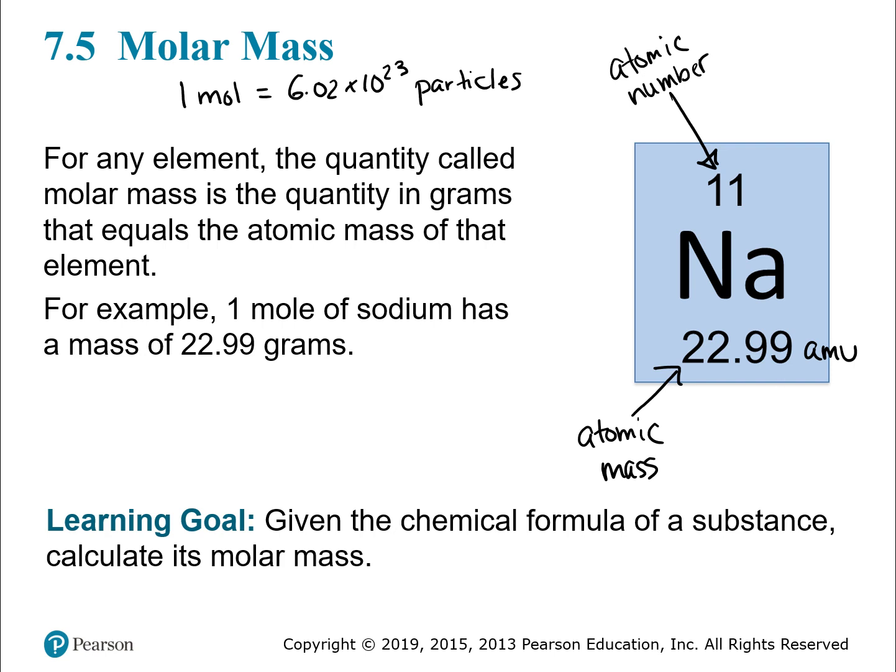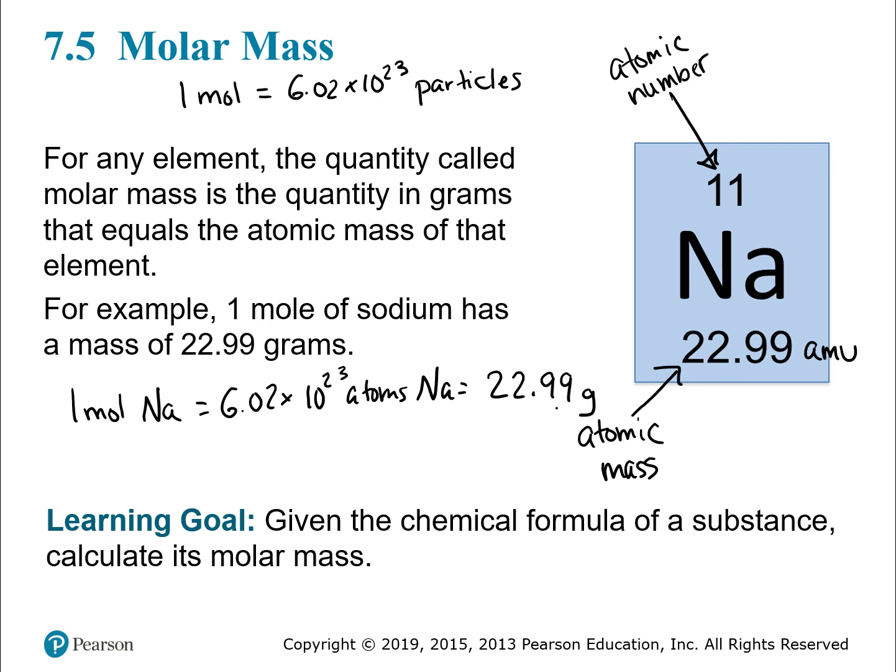But if you have 1 mole of sodium, which is like saying 6.02 times 10 to the 23rd atoms, that has a molar mass of 22.99 grams. So all we did was express the atomic mass in grams.